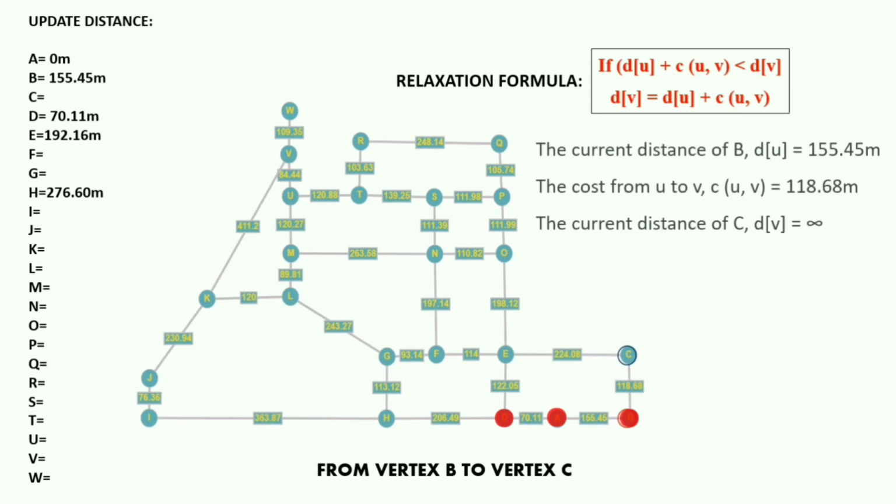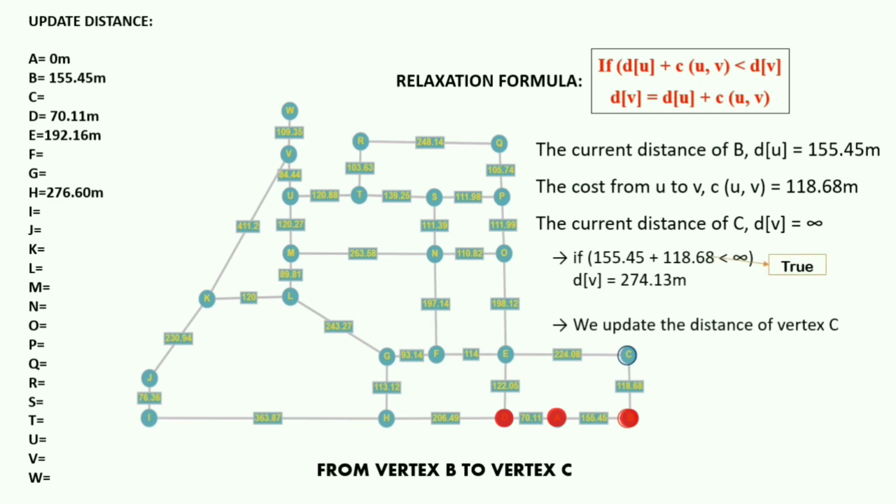The current distance of B is 155.45 meter, while the cost from U to V is 118.68 meter, and the current distance of C is infinite. So we use the relaxation formula. If 155.45 meter plus 118.68 meter is smaller than infinite, if it is true, then we will update the distance of vertex C.